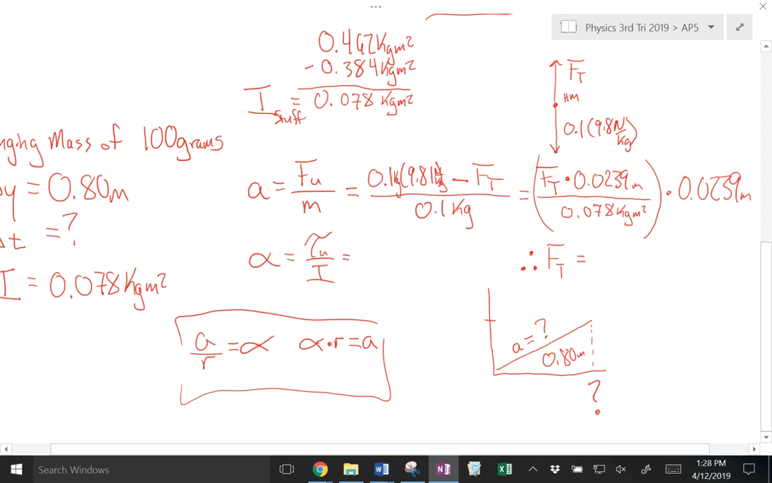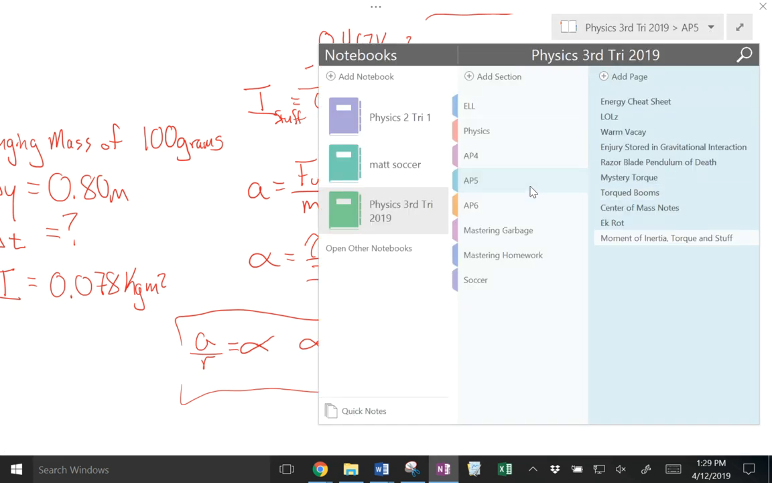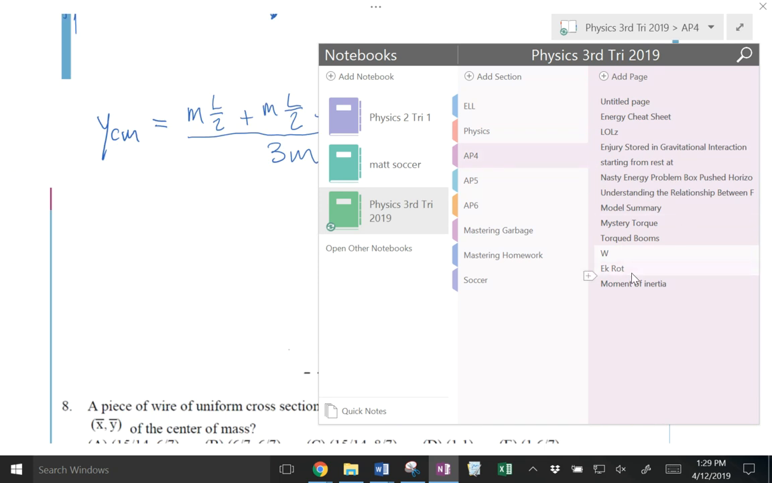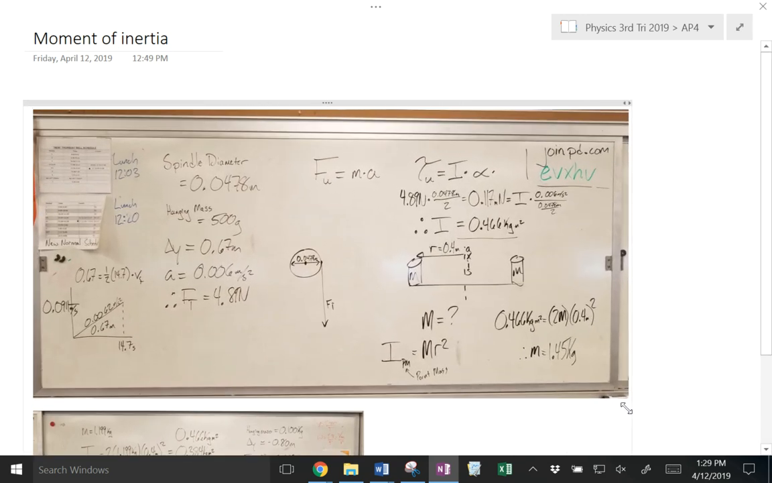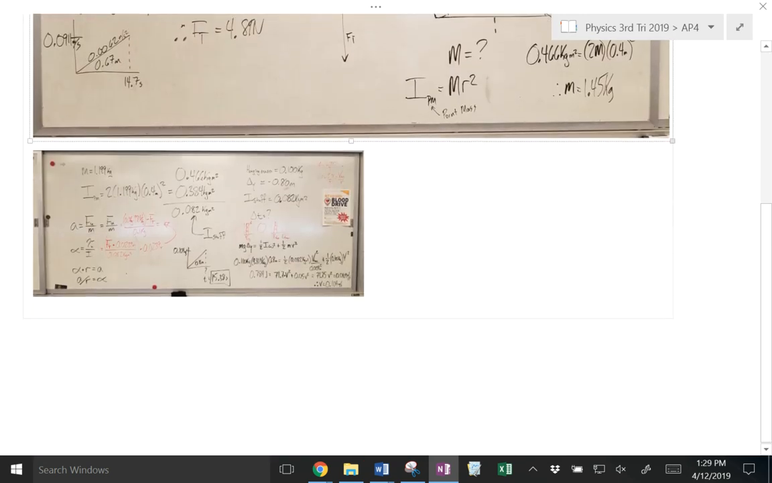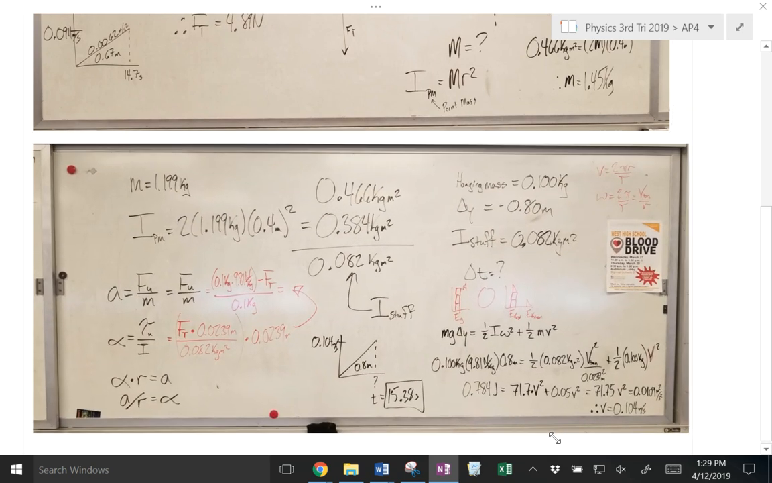0.9803. So now we're still looking for time. So we're going to find the F, right? And then do F equals mass times acceleration. So that's this. So now our acceleration. So we need to find the acceleration.